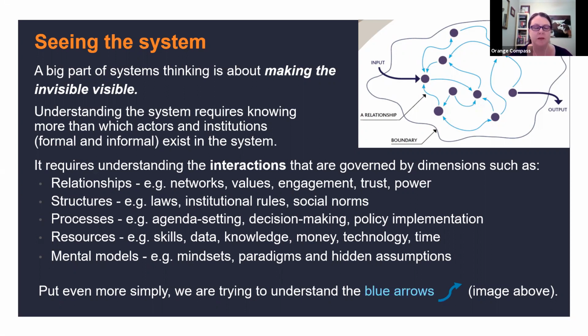So a simple way to think about this is in 5 elements. So firstly, relationships, things like networks, values, engagement, trust, power, and how they all impact and influence interaction. Structures, so they could be laws and institutional rules, so visible structures. They can also be social norms. If I started singing on this Zoom video or doing weird things, there's probably a whole set of social norms that would come into play where they would be enforcing the way I would respond to this in different contexts.